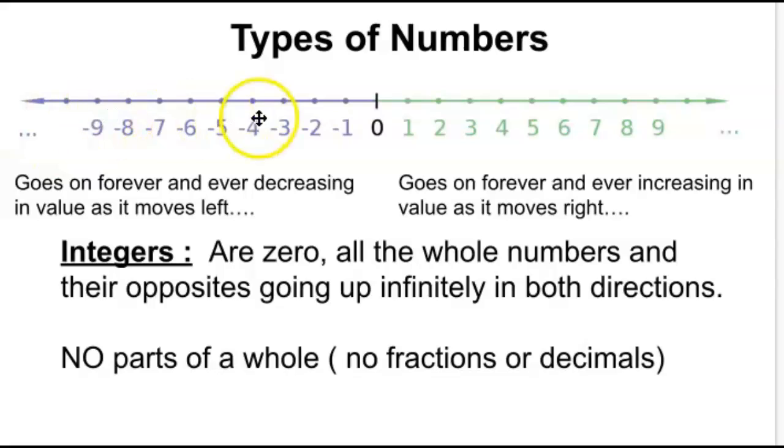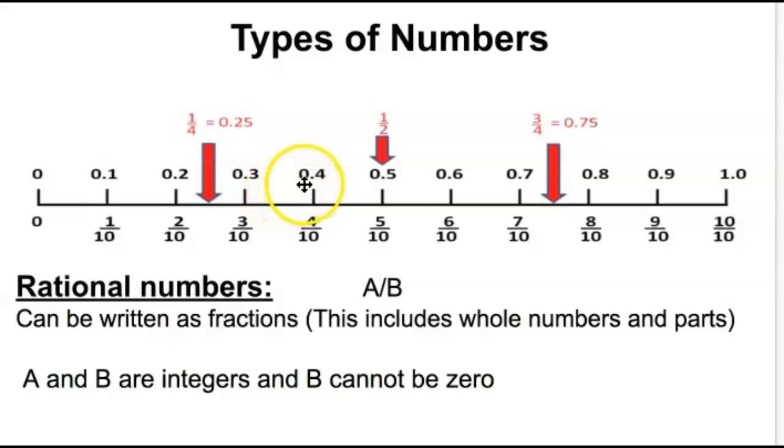That's important to remember. Even though it seems like the numbers are becoming larger, they're really becoming smaller in value because these are negative values. These are called integers. 0, all of the whole numbers, and all of the opposites of whole numbers are integers. But that's not all numbers.